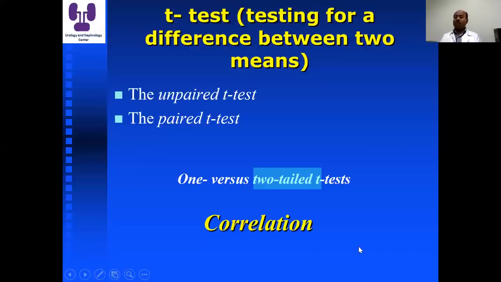If I have a group of patients, I would like to build the relationship between two quantitative variables among this one group of patients, like body mass index and creatinine. The test to use is correlation, and here I measure R, and R is either positive or negative. Positive means direct relationship, negative means inverse relationship. And the larger R is, the better the correlation.